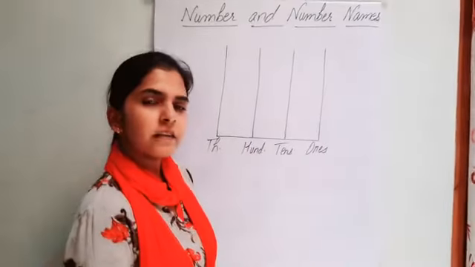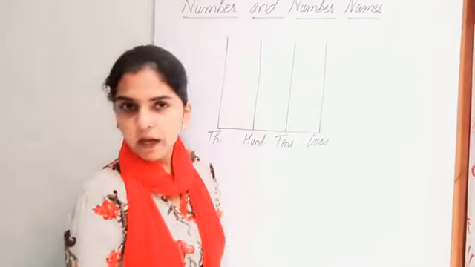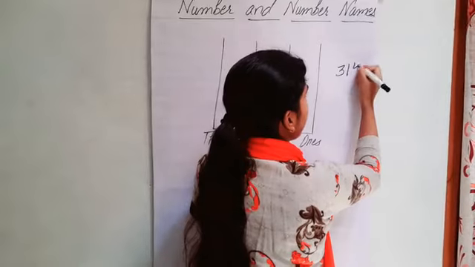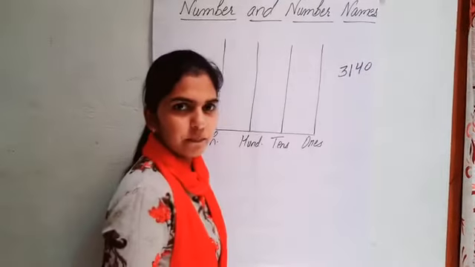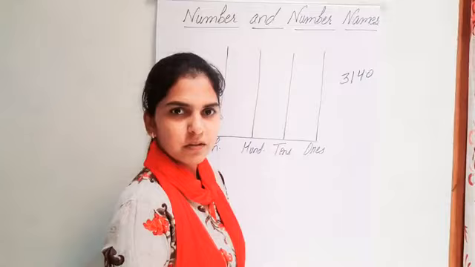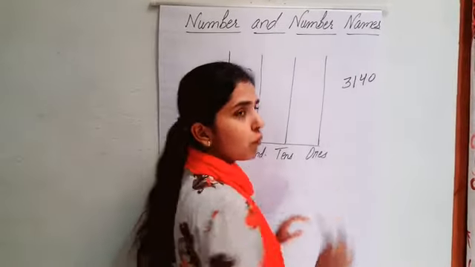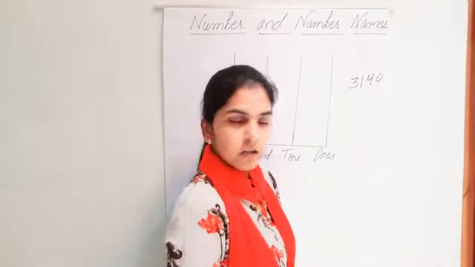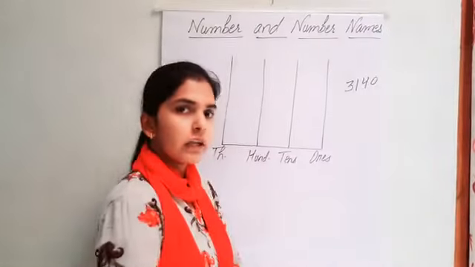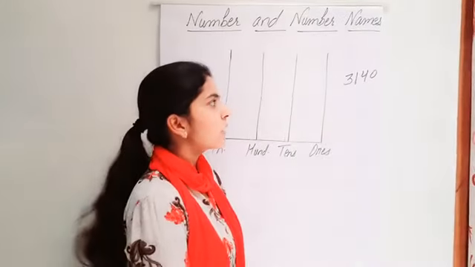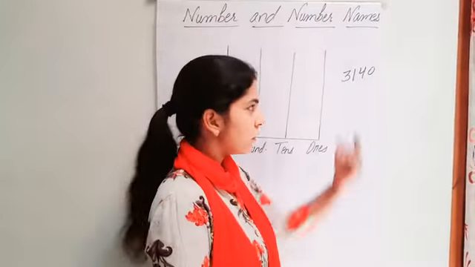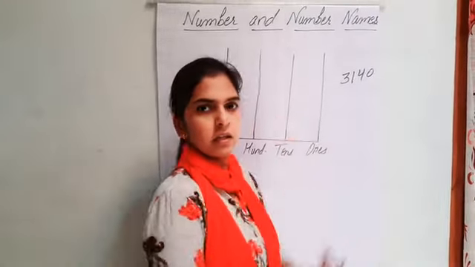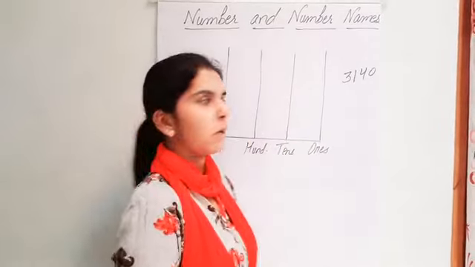So students, let's represent one more number on spike abacus. So this number is, okay? Now let us represent this number on this abacus. At ones place, which digit is there? 0 is there, right? So how many beads we will draw here? Can you tell me? How many beads we will draw? 0 beads. 0 means nothing. So we will draw nothing here. It means we will leave this spike.